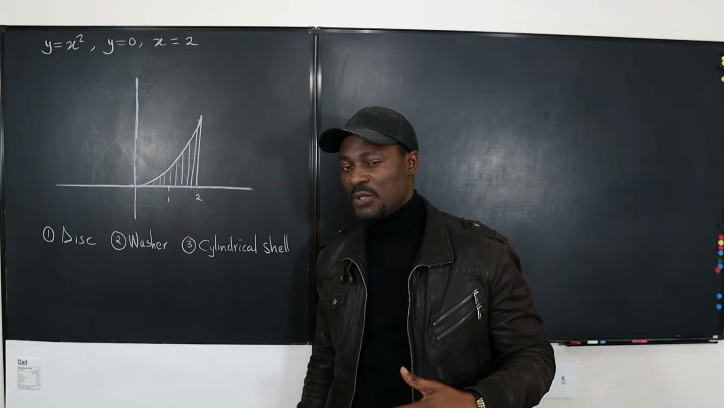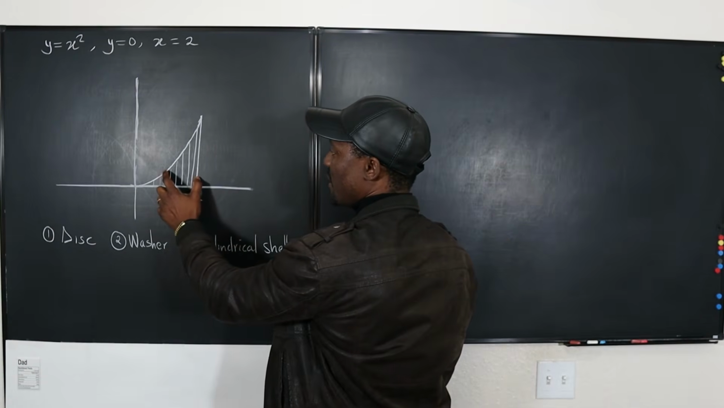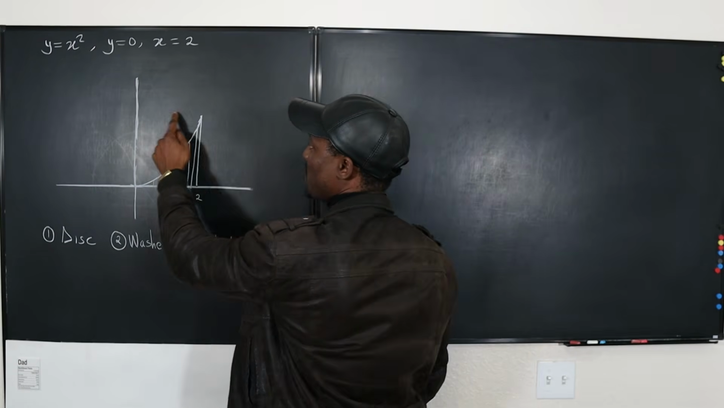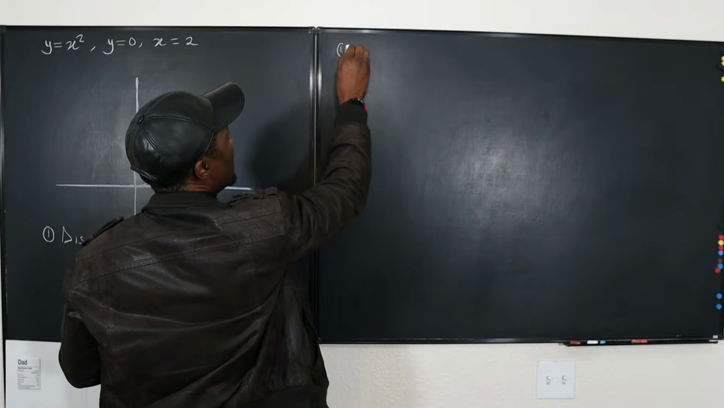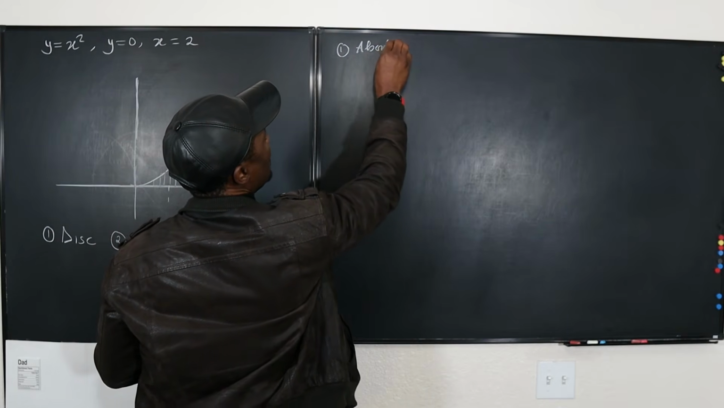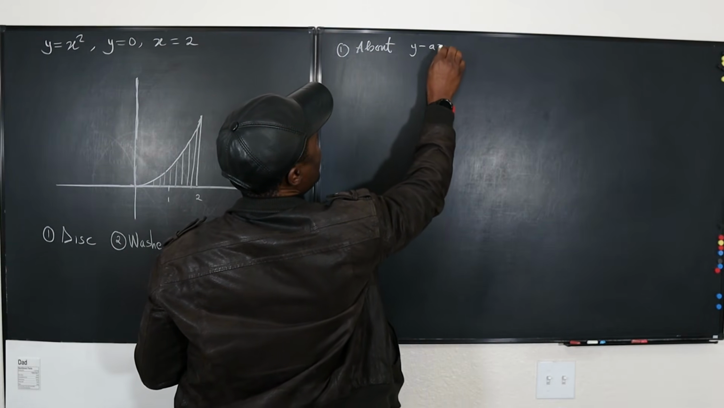So let's take the very first one. I'm going to take this solid, okay, this area, and rotate it about the y-axis. Okay, so let's make that the first one. Let's call it about the y-axis.